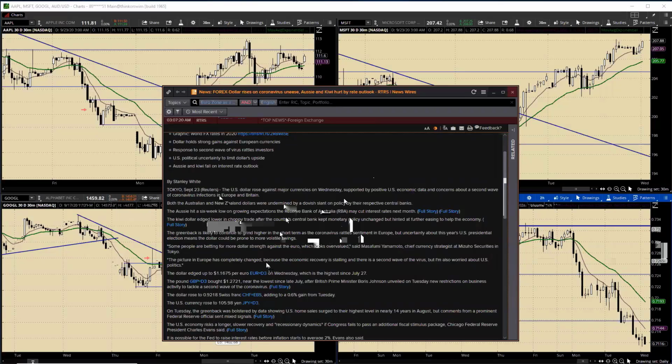Some people are betting for more dollar strength against the euro, which looks overvalued, said Masafumi Yamamoto. The picture in Europe has completely changed because the economic recovery is stalling, and there's a second wave of virus, but also worried about the U.S.